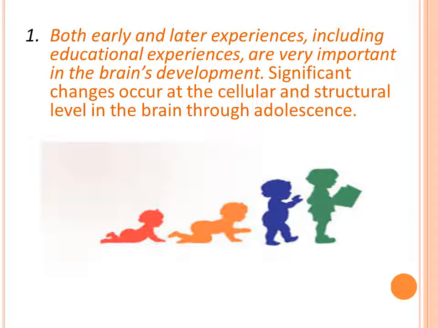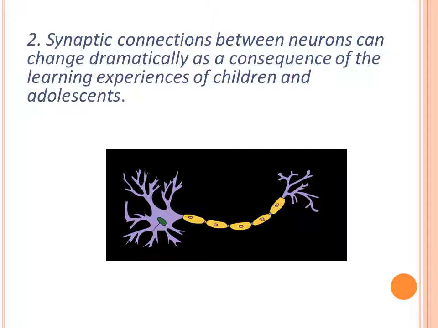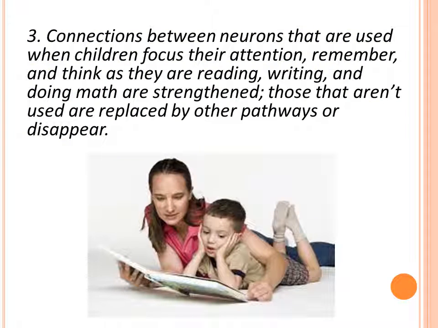Both early and later experiences, including educational experiences, are very important in the brain's development. Significant changes occur at the cellular and structural level in the brain through adolescence. Synaptic connections between neurons can change dramatically as a consequence of the learning experiences of children and adolescents. Connections between neurons that are used when children focus their attention, remember, and think as they are reading, writing, and doing math are strengthened. Those that aren't used are replaced by other pathways or disappear.